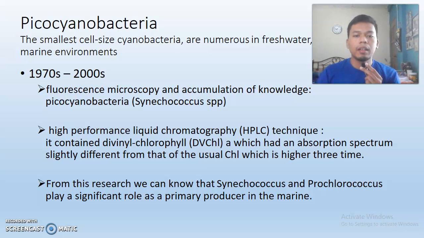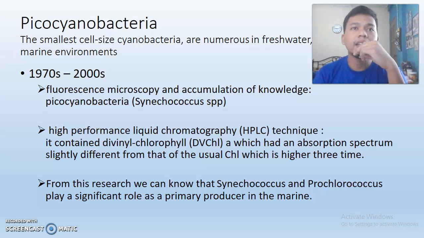So nowadays, they are using fluorescence microscopy and accumulated knowledge of analysis, and found that Synechococcus are predominantly distributed in many environments. Then the high performance liquid chromatography, HPLC, technique revealed that it has divinyl chlorophyll, which has an absorption spectrum slightly different from that of the usual chlorophyll, which is higher by 3 times.